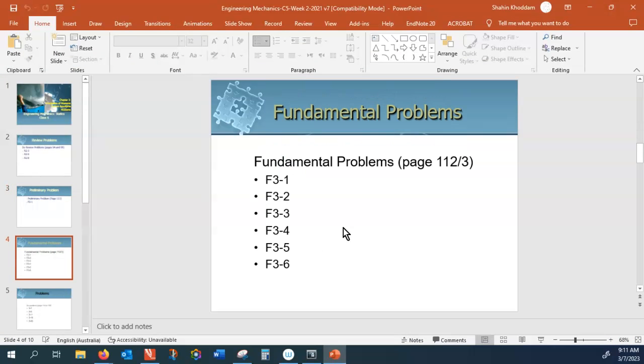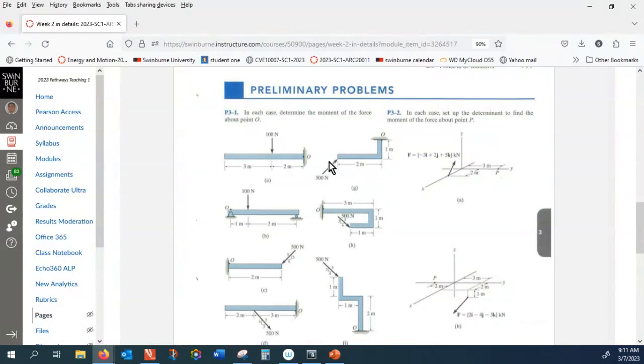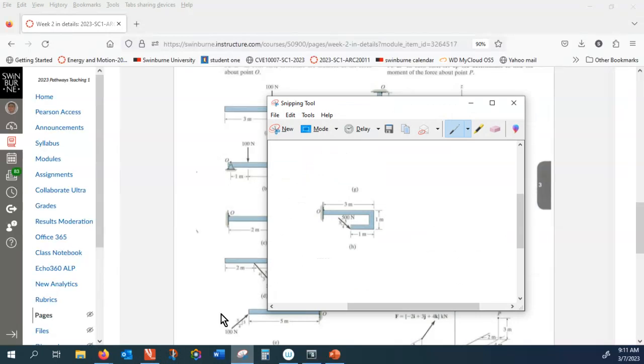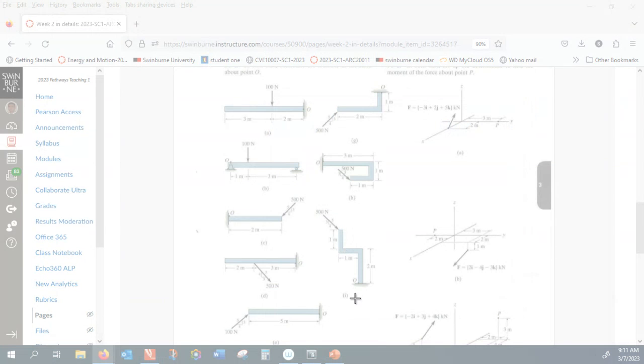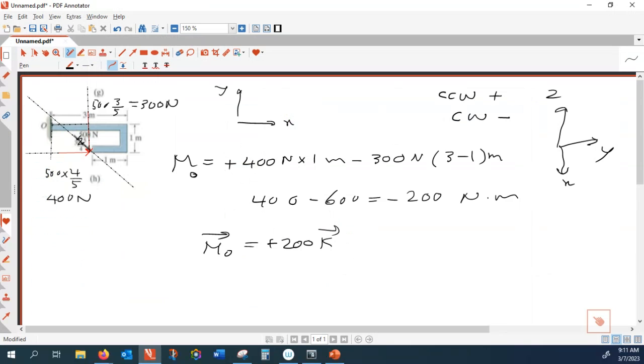All right, let's go to page 111, fundamental problem 1 to 6. And here, I think everyone wants to have, do you want me to do one more of these before we go to the next page? Yeah, one more of these. Let's try this one, which is kind of complex. It might look complex, but it's not.